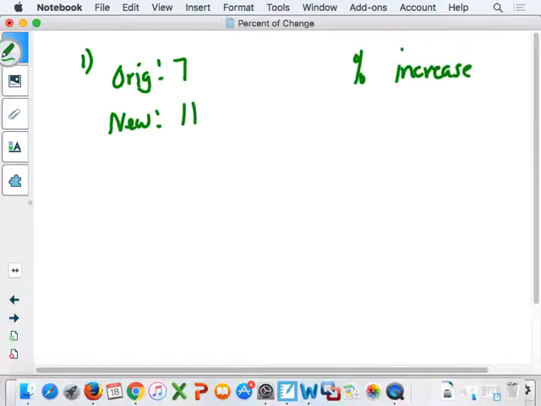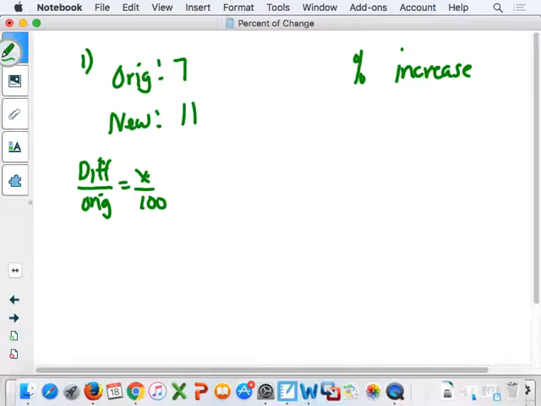Okay? So what we're going to do is take the difference, which you've got in your notes, over the original, and set it equal to x over 100. The reason we're setting it equal to x over 100 is because every percent is out of 100. So the minute we solve for x, we can go ahead and make that a percent.